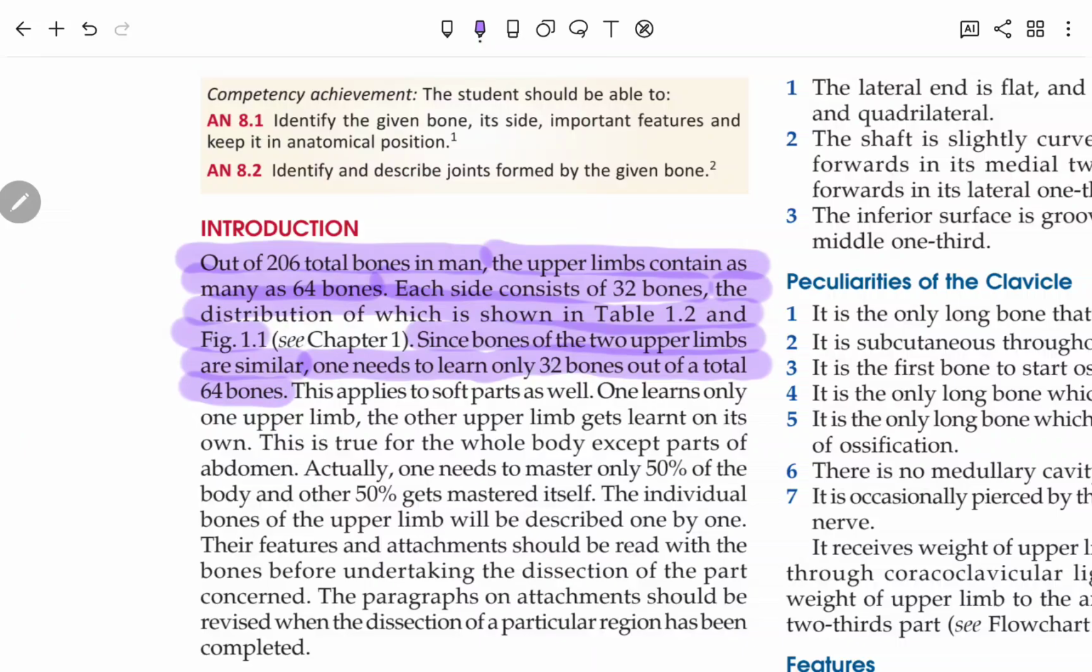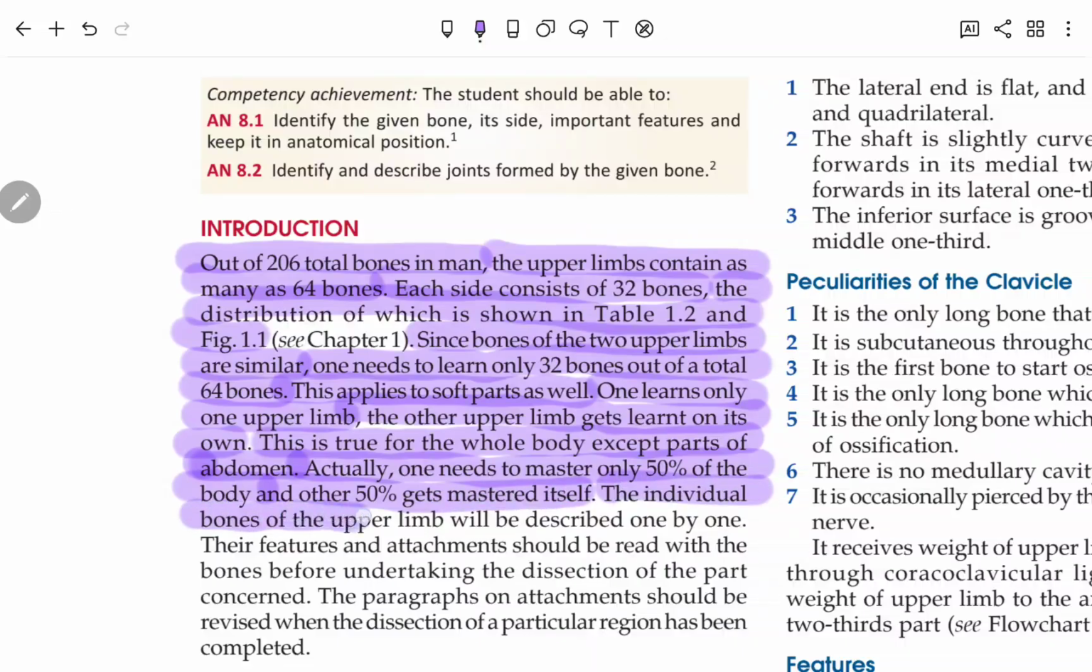Like on one side we have a clavicle, the other side will also have a clavicle, but it's different for the abdomen, as we have a single trunk, single abdomen. This applies to soft parts as well, like muscles or anything. One learns only one upper limb, the other upper limb gets learned on its own. This is true for the whole body except parts of the abdomen. Actually, one needs to master only 50% of the body and the other 50% gets mastered by itself.